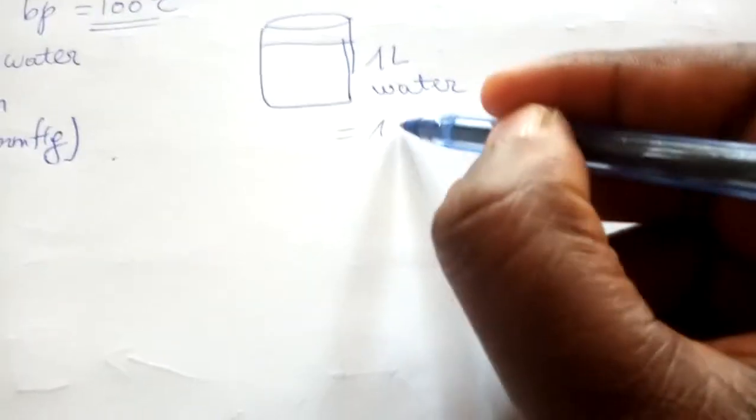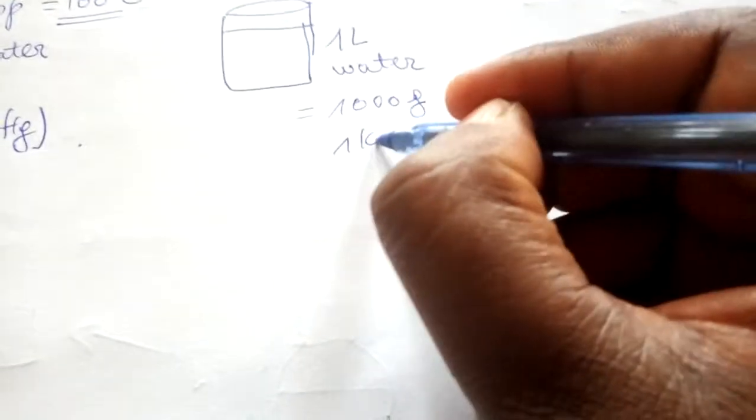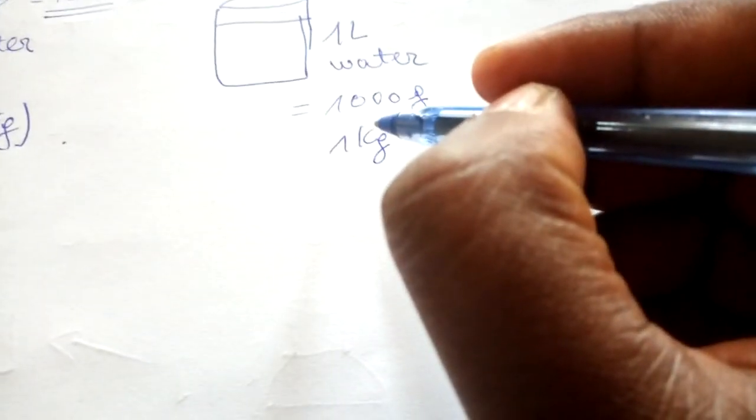We can ask the question, if we put, for example, salt. We take 1 liter of water. 1 liter of water is equal to 1,000 grams, or 1 kilogram. And here also we take another 1 kilogram of water, H2O.